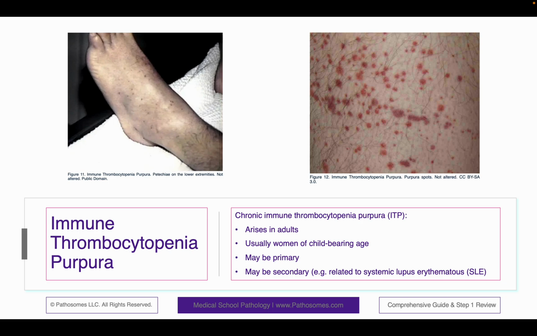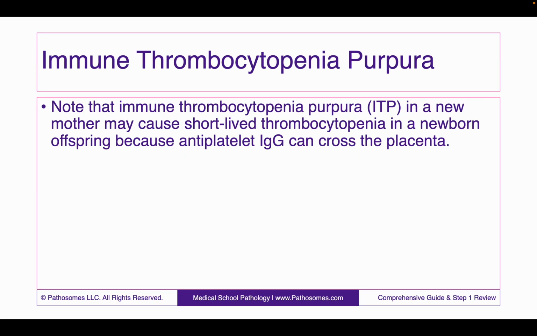Now, these images show various petechiae or purpura involved with immune thrombocytopenia purpura. Note that immune thrombocytopenia purpura in a new mother, oh no, that's sad. It may cause short-lived thrombocytopenia in a newborn offspring because the antiplatelet IgG can cross the placenta.